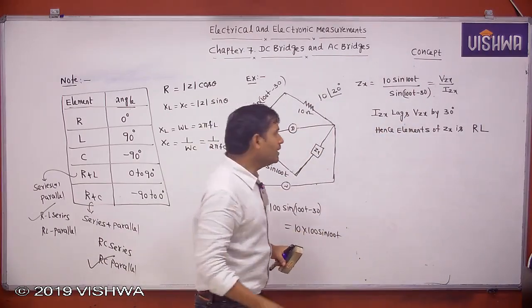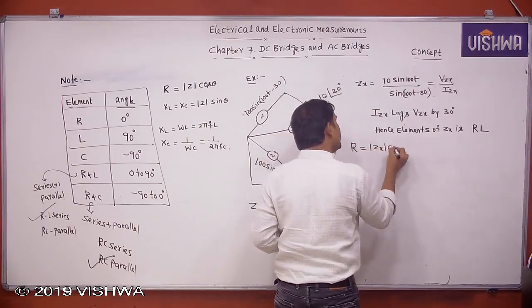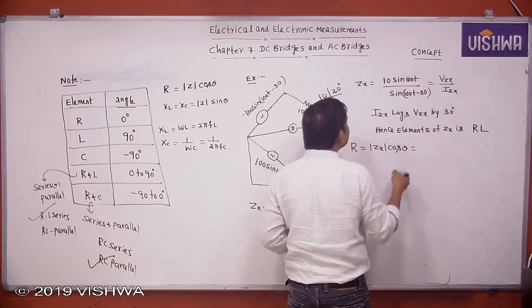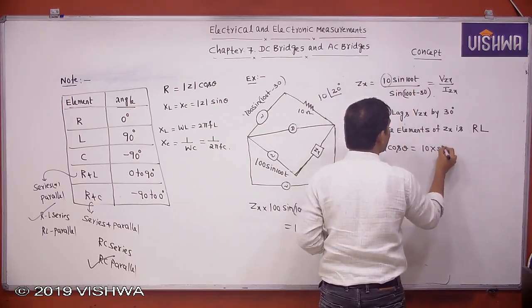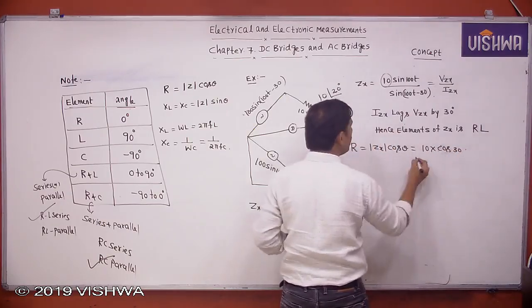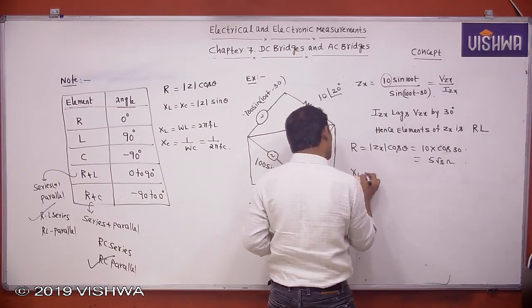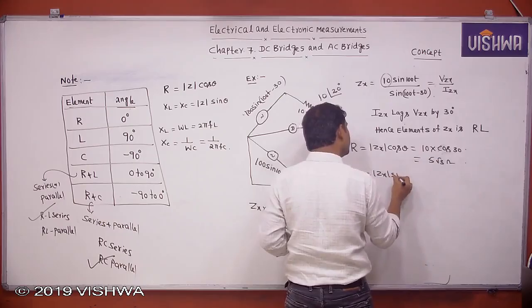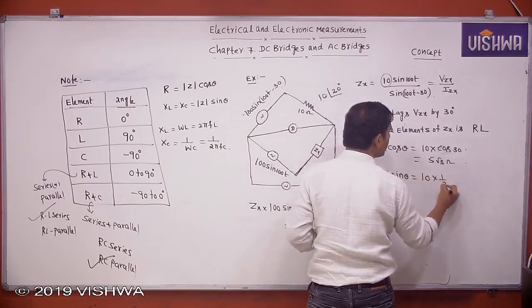Over. Then if it is asked, what is the R value? R equal to modulus of ZX into cos theta. What is ZX? ZX is 10 ohms, cos 30. That you solve, then we get 5 root 3 ohms. Then what is XL equal to? Modulus of ZX sin theta. ZX is how much? 10, sin 30 is 1 by 2.